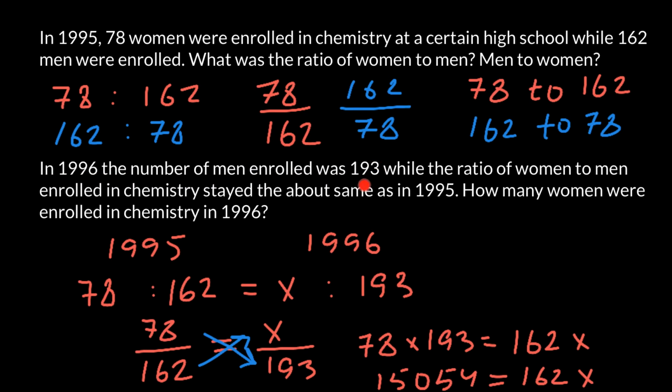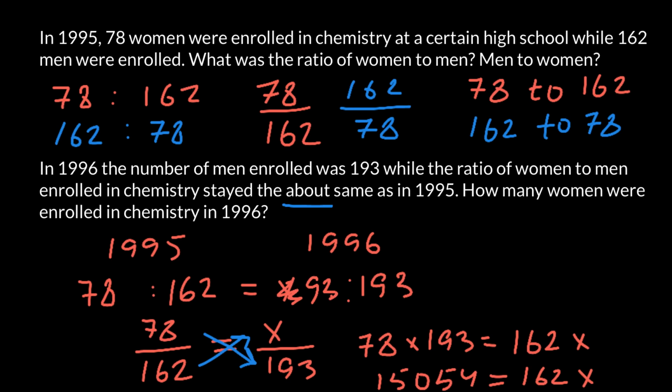And again, if you take a look at our problem, in 1996 the number of men enrolled was 193, while the ratio of women to men enrolled in chemistry stayed about the same. So this word "about" tells us that we can round a number. This is not exact, this is just an approximation. So we can say that in 1996 we had 93 women to 193 men.